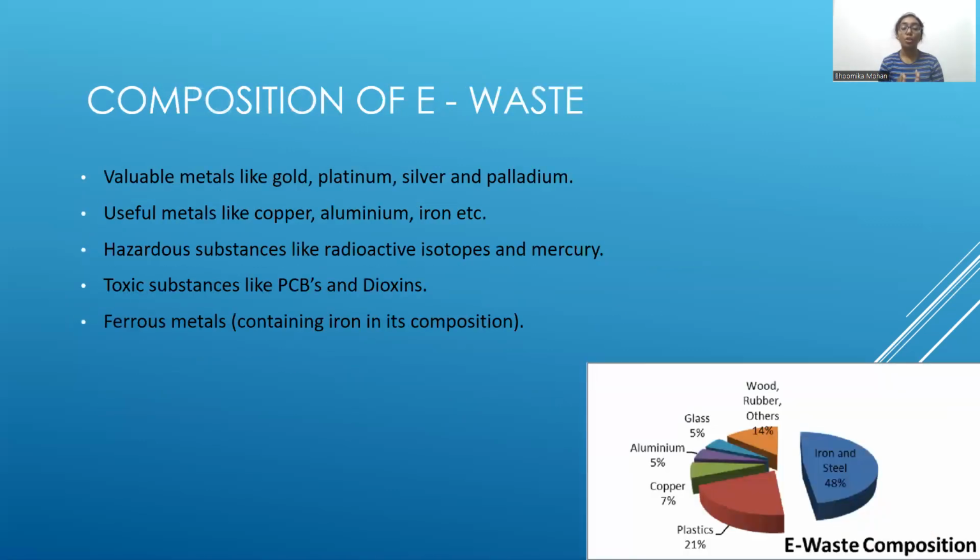Next, let's talk about composition of e-waste. Valuable metals like gold, platinum, silver, and palladium, useful metals like copper, aluminium, iron, etc. Hazardous substances like radioactive isotopes and mercury, toxic substances like PCBs and dioxins, ferrous metals containing iron in its composition.